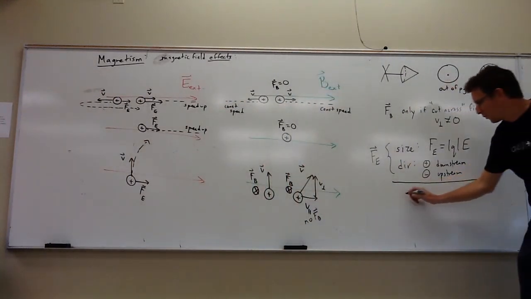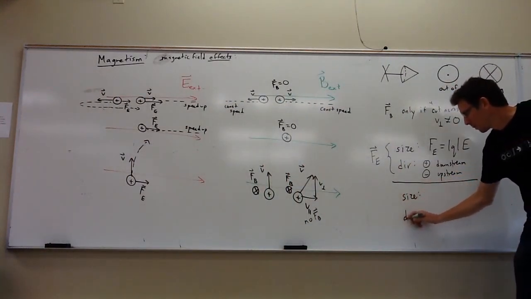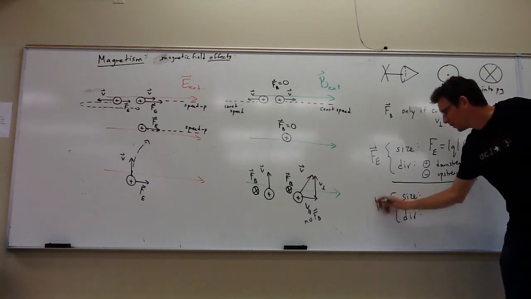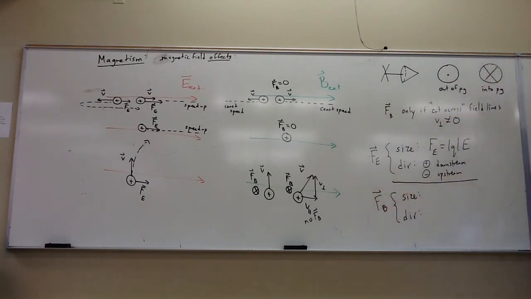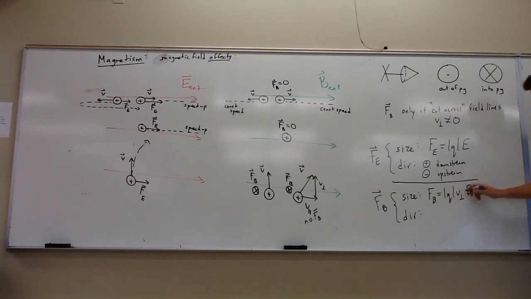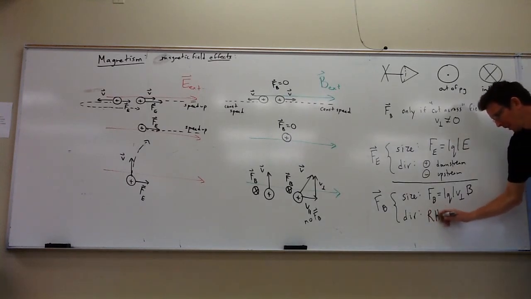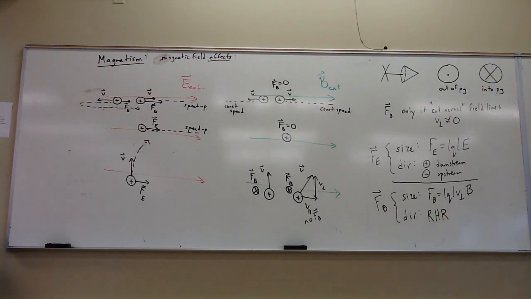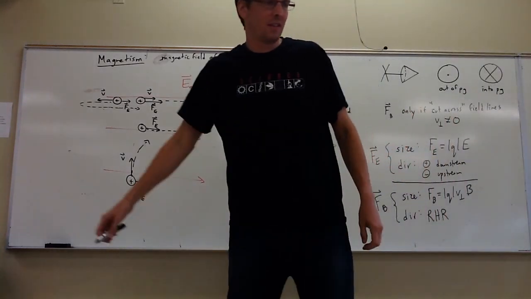Now, if I go over to the magnetic force, well, the size isn't really so much different. The size just has that one extra ingredient. It's right there in the middle. You have to have V perpendicular. If you don't, the whole thing goes to 0. And the direction is a little more complicated. As I mentioned, that's something called the right-hand rule. So I'll pick up here next time and show you how that all works. So that's it for today.